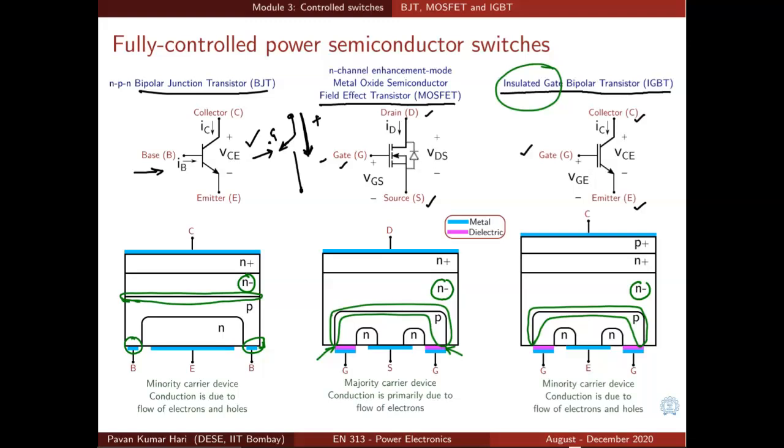So this brings in the effect of capacitance between the control terminal and the device. For example, you can expect to have a capacitance between the gate and source, because source is connected to this p-type region which is here. And gate is this. So you can expect a capacitance between gate and source in a MOSFET. Similarly, you can also expect a capacitance between the gate and emitter.